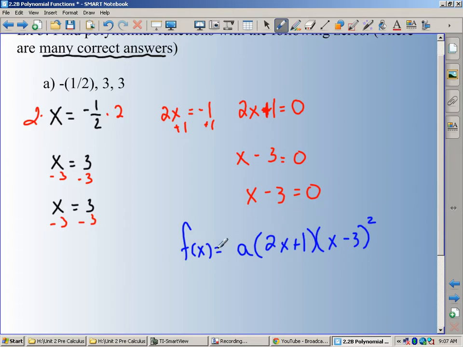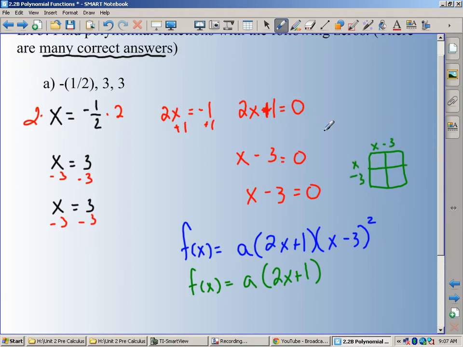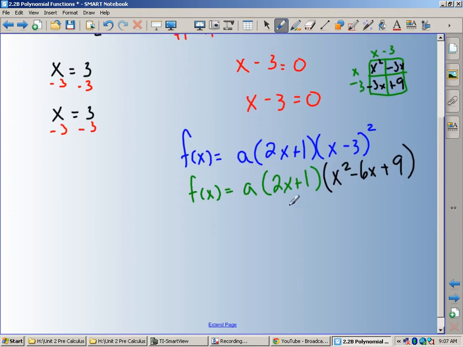So now all the work that I have to do is multiplying this stuff together. I'm going to leave the 2x plus 1 alone, and I'm going to use the box method to multiply x minus 3 squared together. And so I've got x minus 3, and when I do that, I get x squared minus 3x minus 3x plus 9. So this factor is x squared minus 6x plus 9. And then now I get to do the fireworks, and I get to multiply 2x times all three terms, which I will do right now.